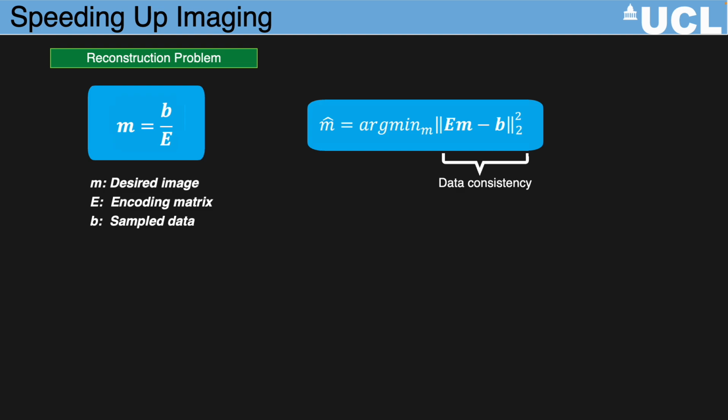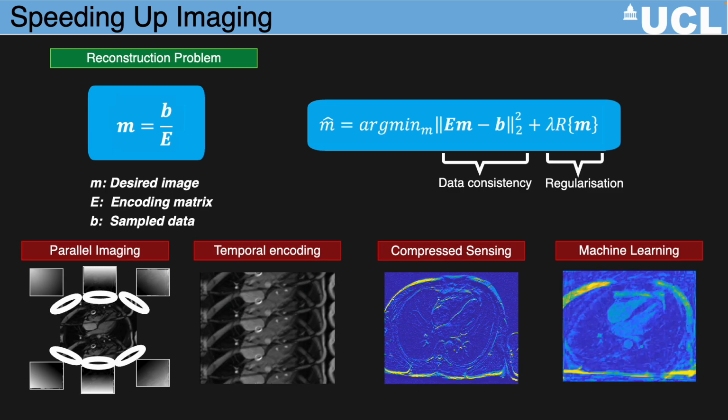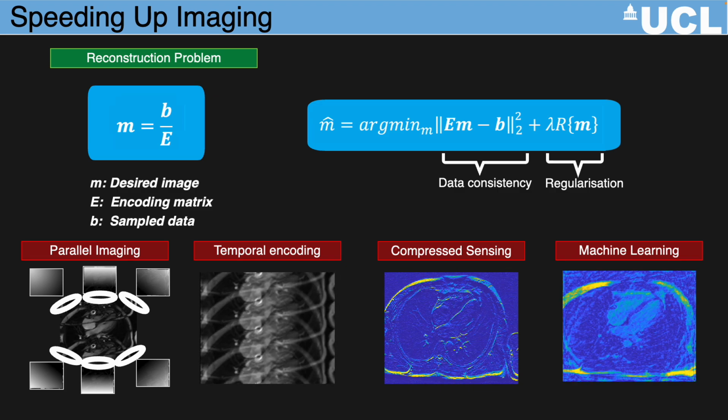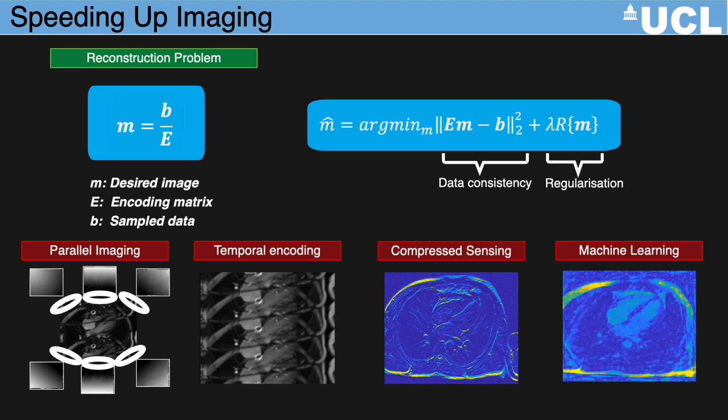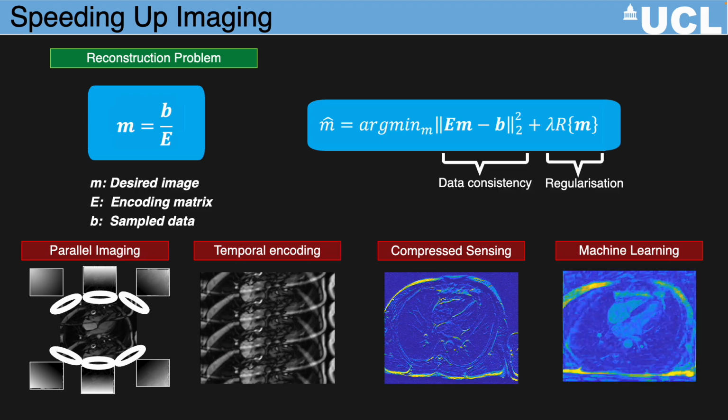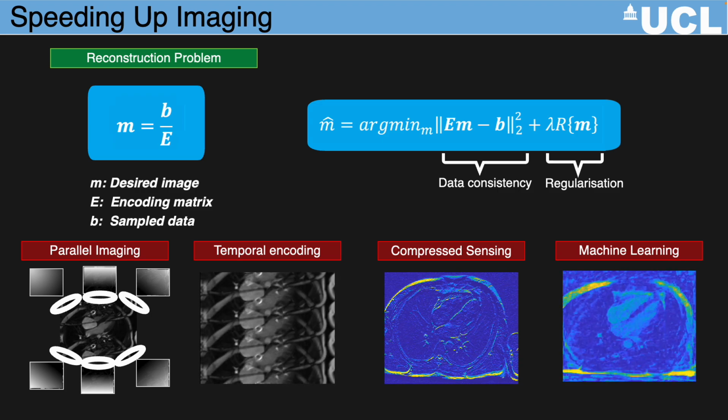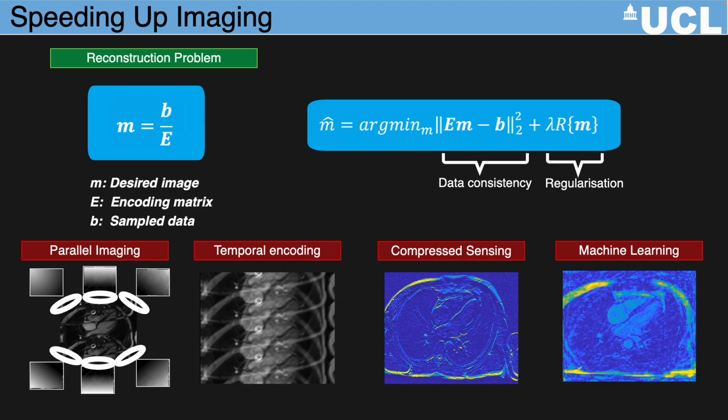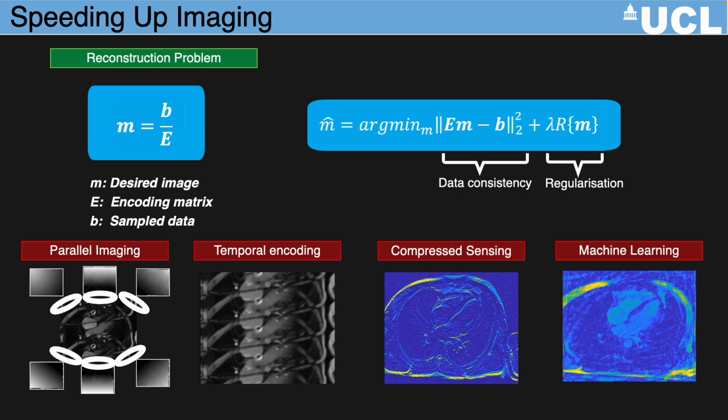However, this is still a difficult problem, and prior information is often incorporated into a regularisation term to constrain the solution. And there are lots of advanced reconstruction methods to recover good quality images, which differ in the types of prior knowledge which they use, including parallel imaging, which exploits spatial dependency of coil sensitivities, temporal encoding, which exploits correlations through time, compressed sensing, which exploits sparsity in some known domain, and more recently, machine learning methods.